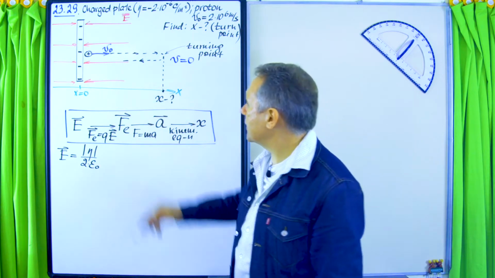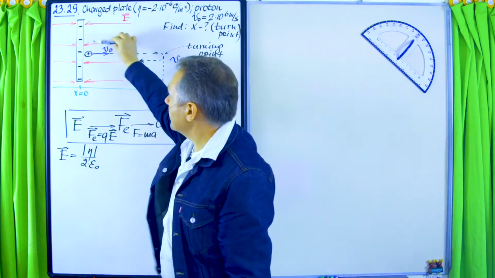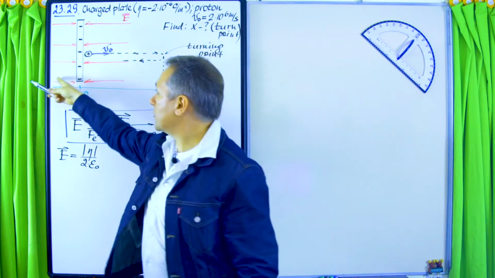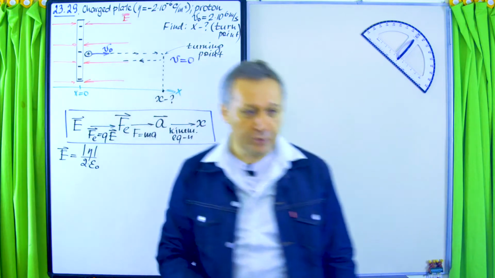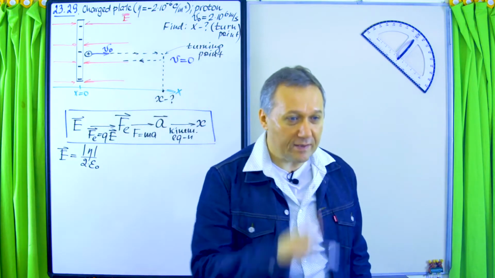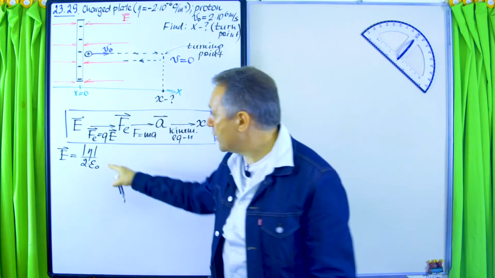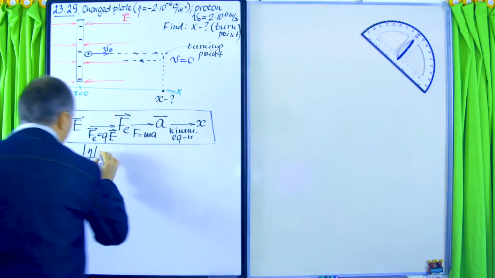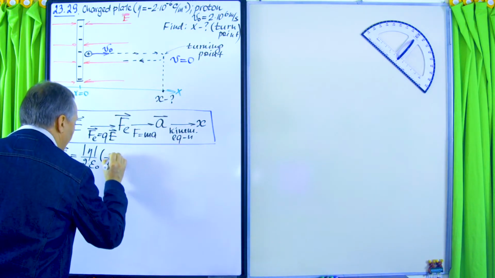What's the direction of the electric field? Electric field on this side of the plate points that way, negative x direction. Of course, electric field on that side of the plate points in the positive x direction. Since the proton travels here, electric field points in the negative x direction. So now let me show that direction over here. I can put just minus i hat.